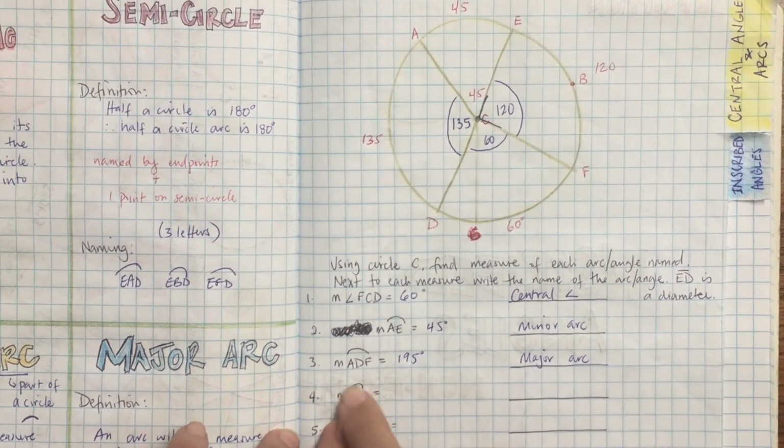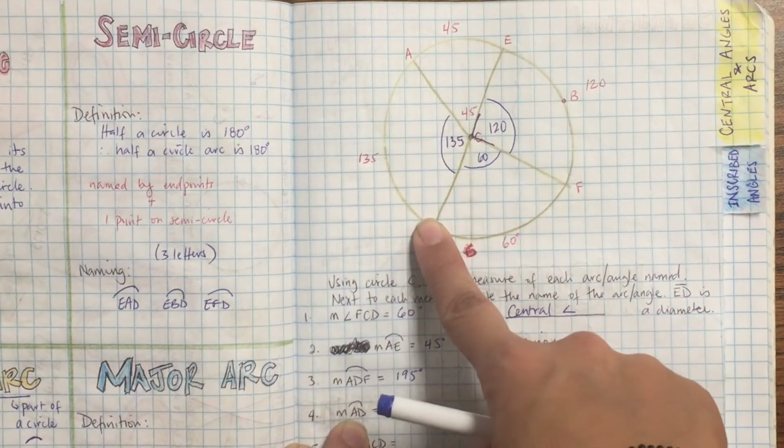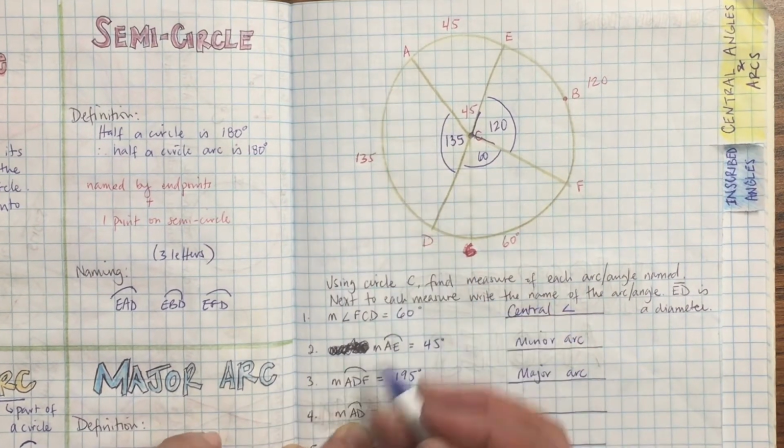Alright, arc AD, so I go from A to D. It's 2 letters, so obviously it's a minor arc. From A to D is 135 degrees. And so it's a minor arc.